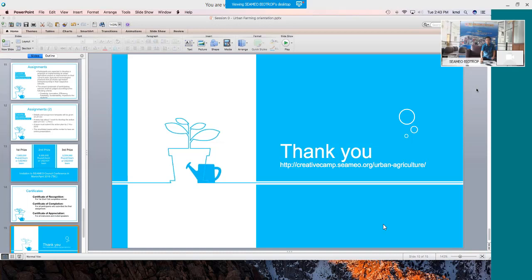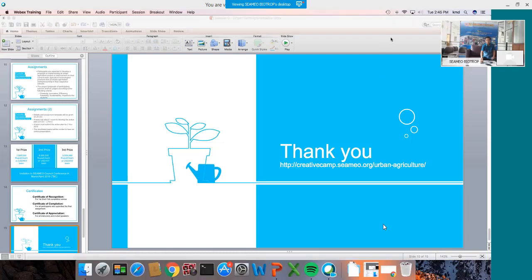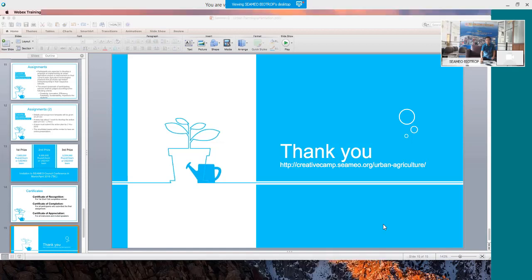For example, you can have compost making and also soil-based gardening, it's okay. Or compost making with organic hydroponics, it's okay. So it depends on your creativity and your innovativeness to come up with these kinds of projects.